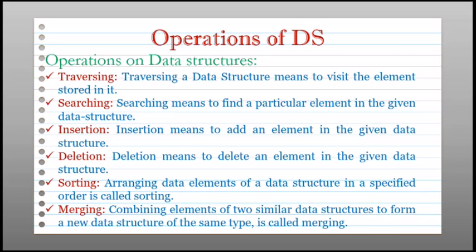The last one, that is merging: combining elements of two similar data structures to form a new data structure of the same type is called merging. Means even we can combine two data structures into a single data structure. So combining the two data structures is called merging operation. So these are the different operations that we can perform on the data structure.